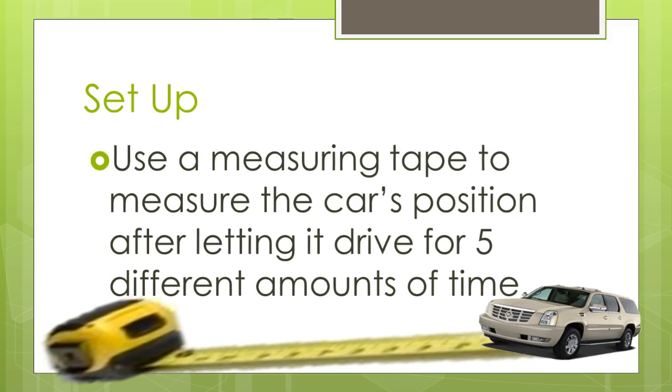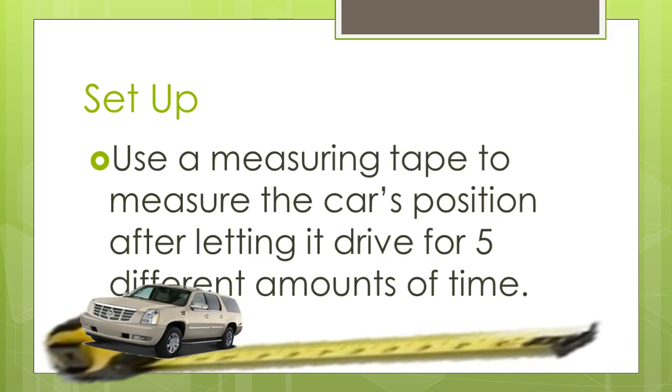We'll be measuring the car's position after letting it drive for 5 different amounts of time. The 5 different times that we'll be choosing represent the 5 different manipulations of the independent variable. For every time you manipulate the independent variable, you need to take 3 trials. So you're going to allow the car to drive 3 times for each of the 5 different times chosen. You'll measure a total of 15 different distances.